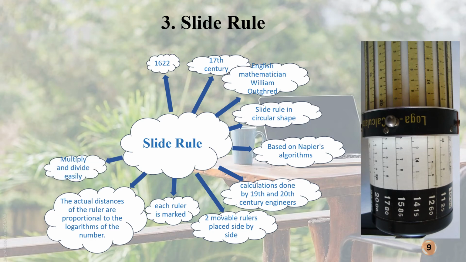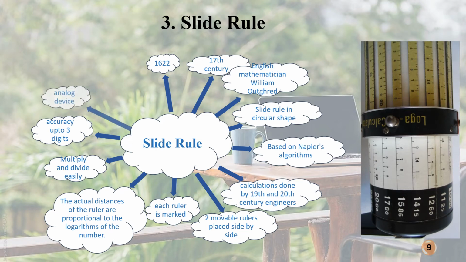Yeah, and it was helpful in multiplying and dividing numbers, and it gives accuracy up to 3 digits. Accuracy means the perfect result, how perfectly it gives us the result. And it is an analog device. How many of you have seen the digital clock and the analog clock?